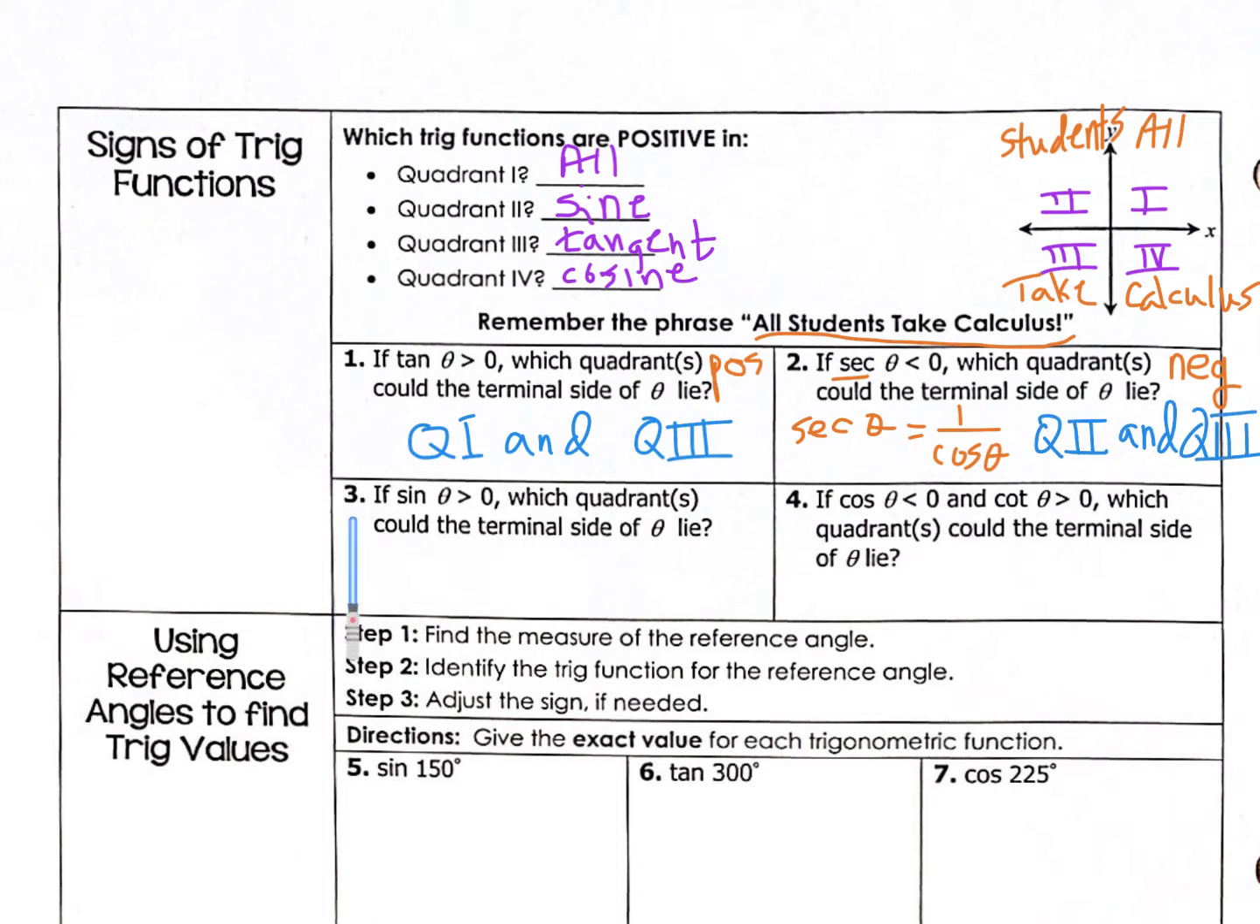All right, so for question 3, if sine of theta is greater than 0, meaning positive, in which quadrants could the terminal side of theta lie? I'm going to let you think about that for a minute. All right, so sine is positive in quadrant 1 because all are positive in quadrant 1. And sine is positive in quadrant 2 because that's where S for students refers to. So if you guessed quadrant 1 and 2, you are correct.